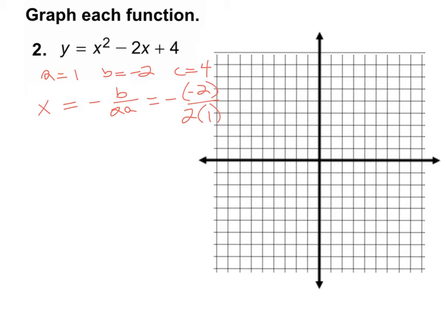We've got to be careful with our negative sign there. So we get x equals the negative of negative 2, which would be 2, over 2, which simplifies down to 1. So that means our axis of symmetry is at x = 1. So that's through the x-axis at 1. I'm going to label that.